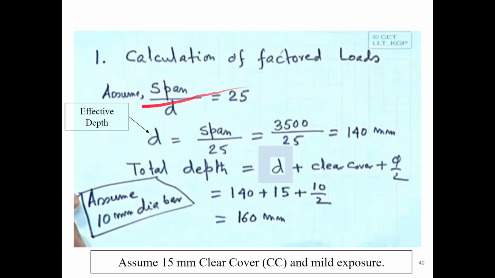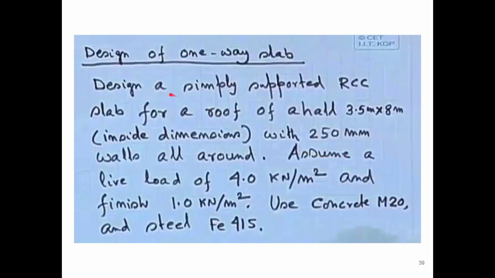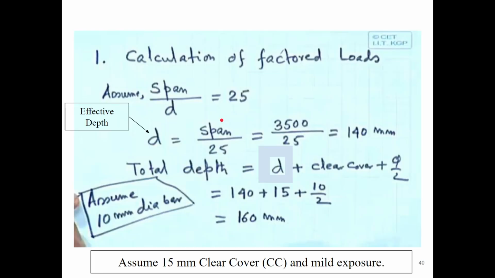Before that, we need to find the depth, the effective depth as well as the total depth. Let us assume that the span by d ratio is 25. Although it is simply supported, actually it should be less than 20, right? So the L by d value should be less than 20, but we are assuming this as 25. So assume span by d as 25.